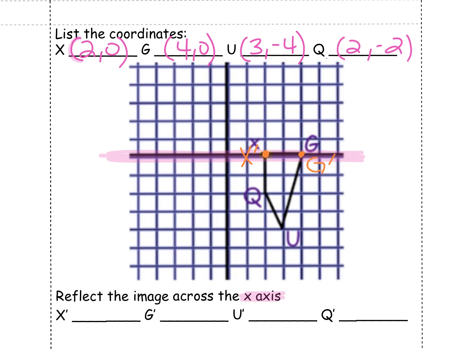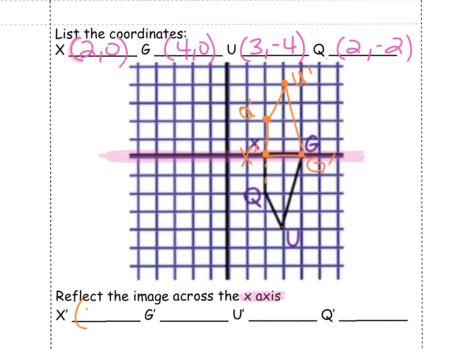G is the same for g prime. However, Q was 2 boxes away from my line, so it needs to be, once again, 2 boxes away. Q prime. U was 4 boxes down, so it needs to be 4 boxes away. U prime. When I connect my dots in their new shape, it should look the same, just reflected like it was swung upright.